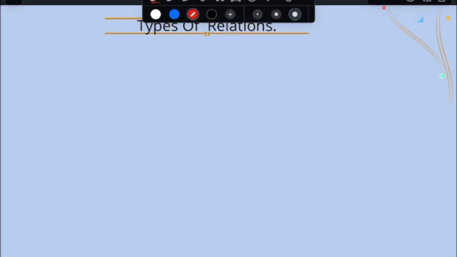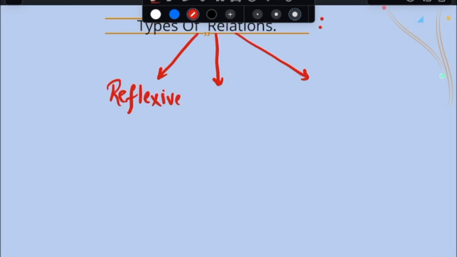Now we are moving on to types of relations. There are majorly 3 types of relations. First one is a reflexive relation. Next is our symmetric relation, and the last one is a transitive relation.